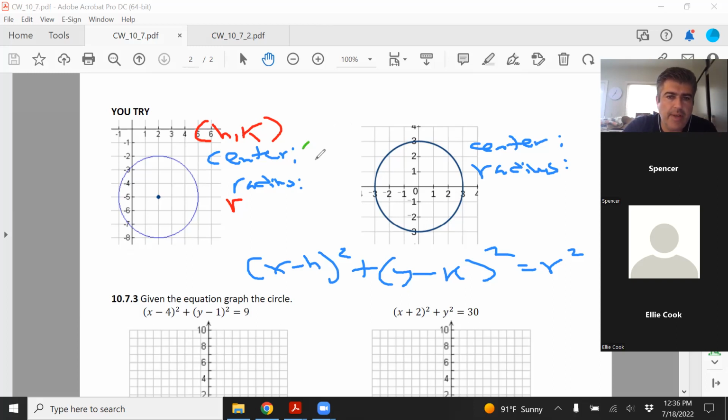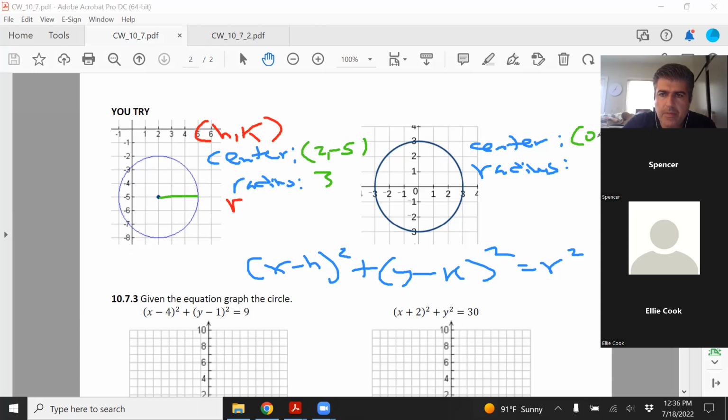So the center is at 2, -5. The radius here is 3. Here the center is at 0, 0, and the radius is also 3.